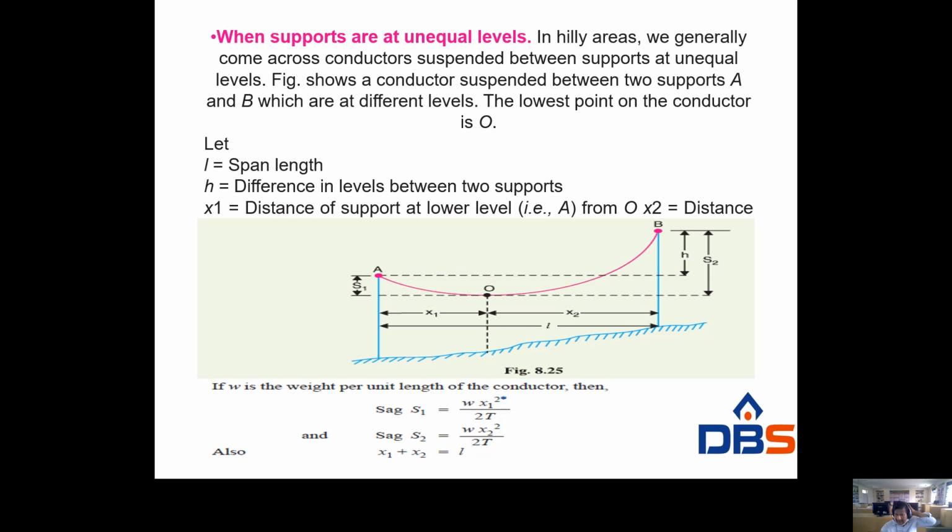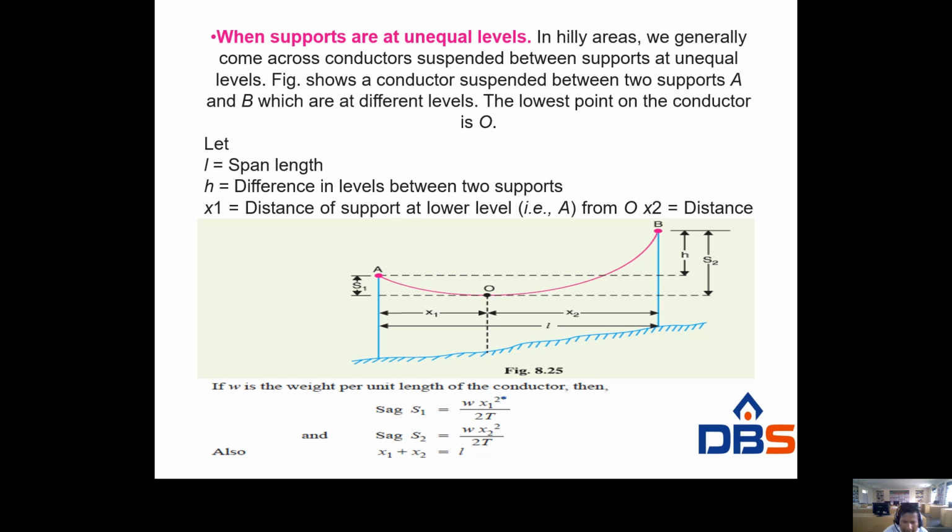Let L be the span length and h the difference in levels between the two supports. That means, how much is pole B different from pole A, the height of the supports. X1 is the distance of the support at the lower level from O, so this is X1. X2 is the distance of the other support from O.